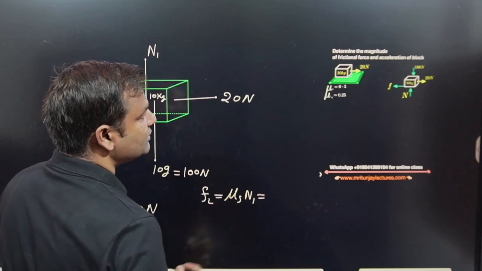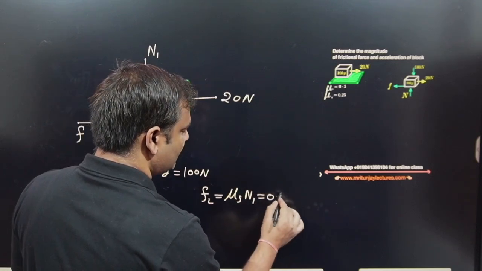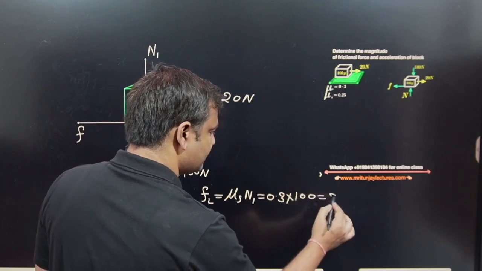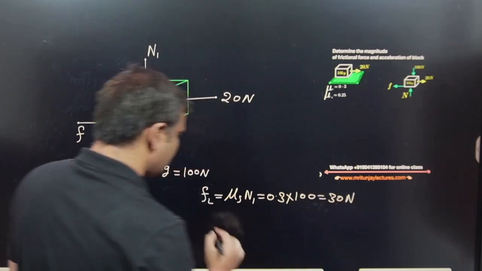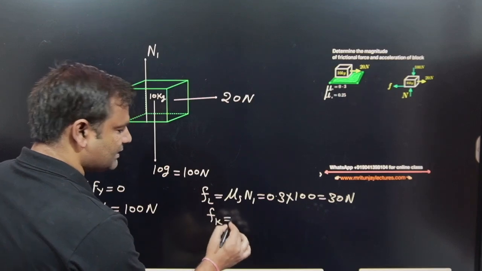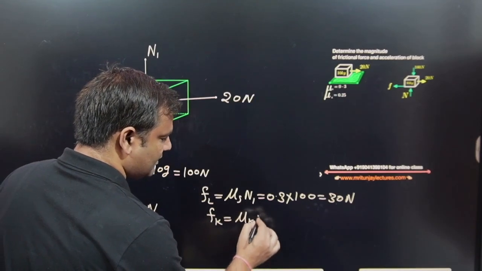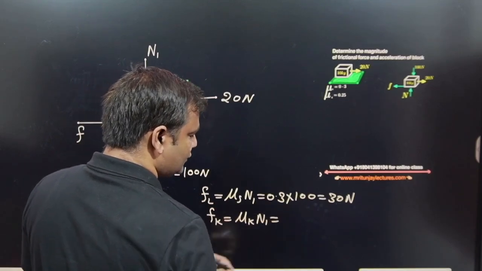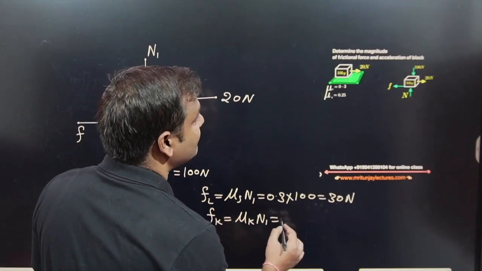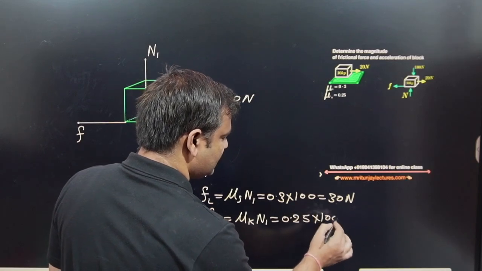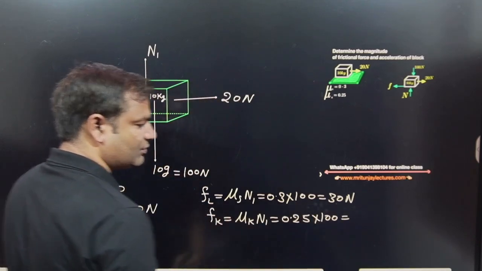After that, we focus on FL, limiting friction, that is μs into N1. μs is how much? 0.3. So 0.3 into N1, which is 100, is how much? That is 30 Newton. And Fk means kinetic friction, that is μk into N1. μk is 0.25 and N1 is 100. So what about that value? 25 Newton.